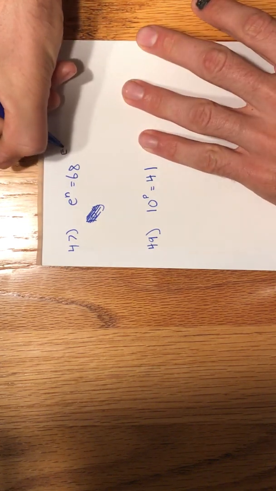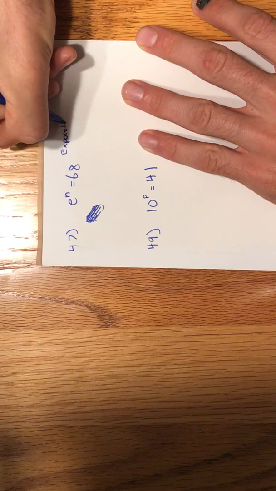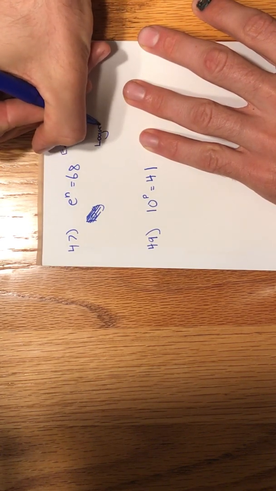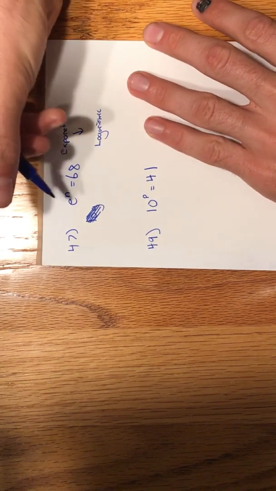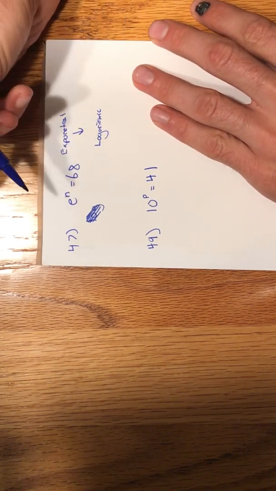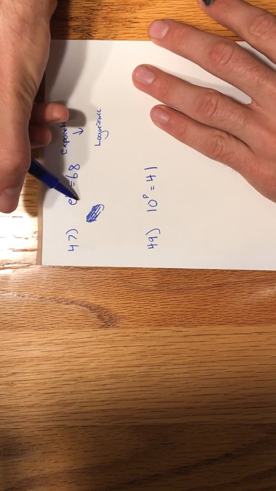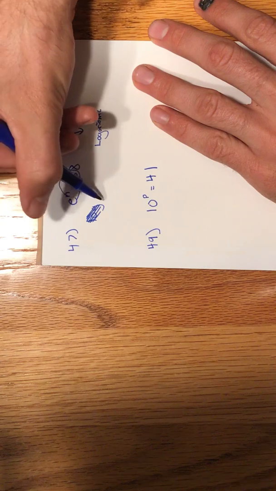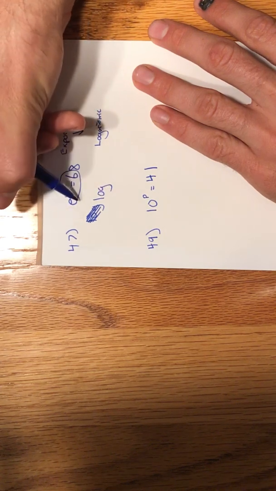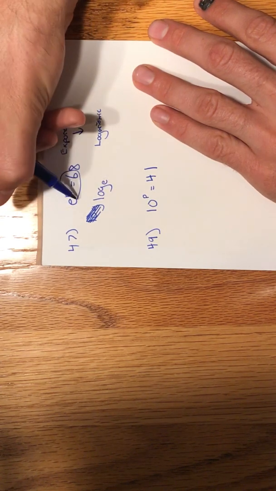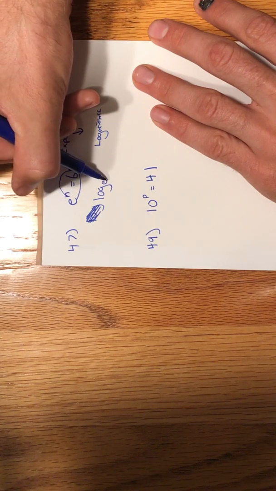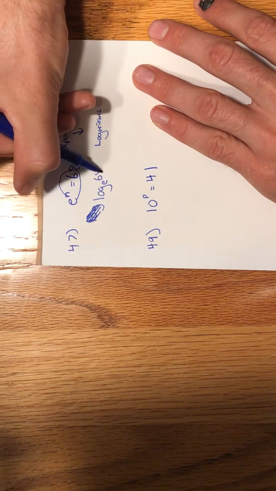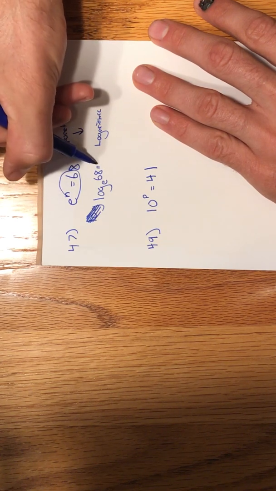So this is exponential, and I want to write it in logarithmic. So I'm going to do that by, you know, the base stays the base, and then we move this way and come back, or you can actually swoop it. But this would turn into log base e. So the base of the exponent becomes the base of the log. So bases stay bases. And then we go away. So log base e of 68 equals n.